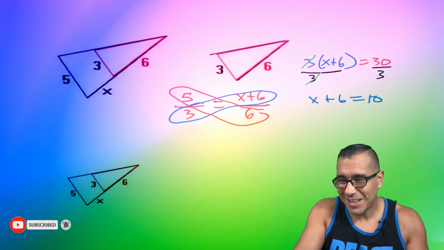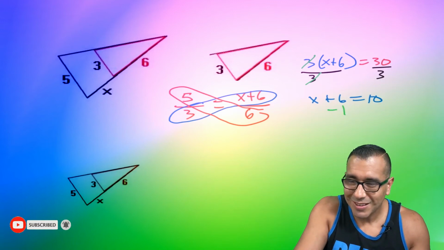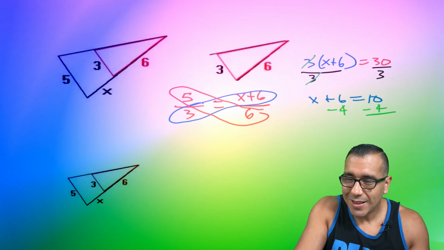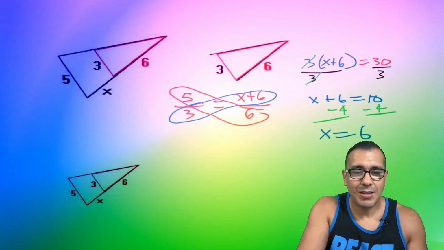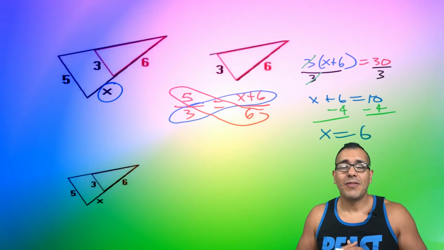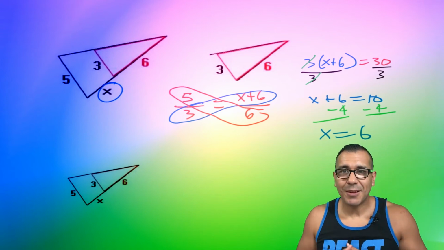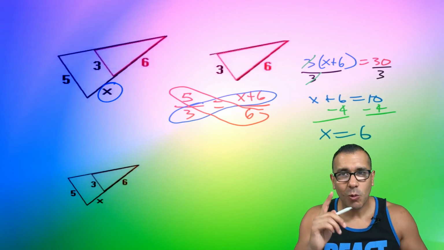All right, last step, we subtract 4 from both sides. Subtract 4 from both sides. Here 4, there 4, everywhere 4, and we get x equals 6. So there you have it, folks. Now we found that missing side. All right, let's do one more.